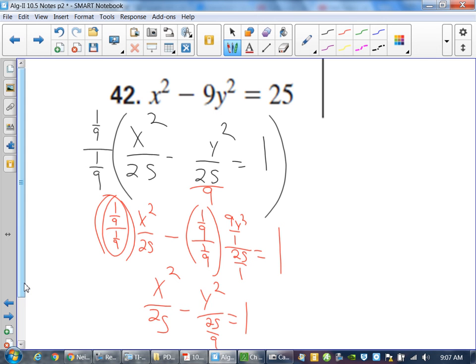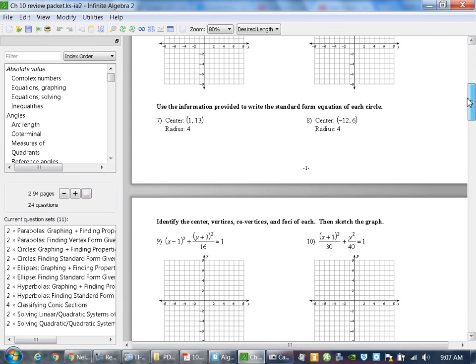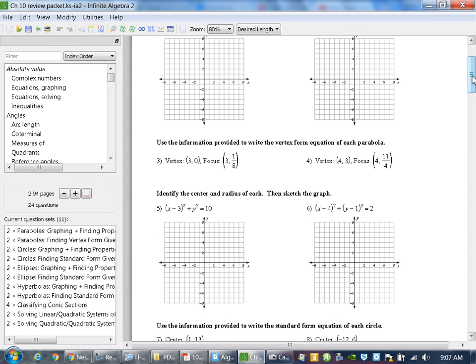Well, don't worry about these two because you can't find the focus out of those. I actually used this review last year because I did a little bit of parabola stuff at the beginning. So 1 and 2 you don't worry about. Remember your p-value is the distance from your center to your focus. So what's your p-value here? Your vertex is at 3, your focus is at 3 and 1/8. What's your p-value? 1/8.